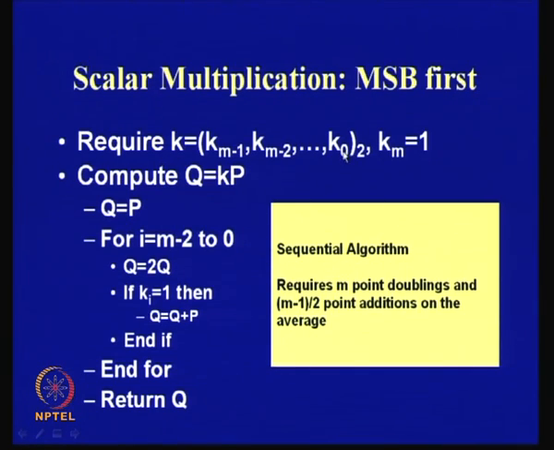This is the least significant bit and this is the most significant bit. So, we are going from MSB to LSB. Therefore, this algorithm is called MSB first. Okay. So, in this case what is the total number of computations necessary?